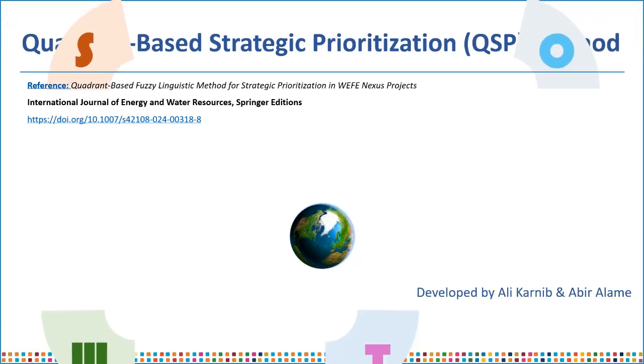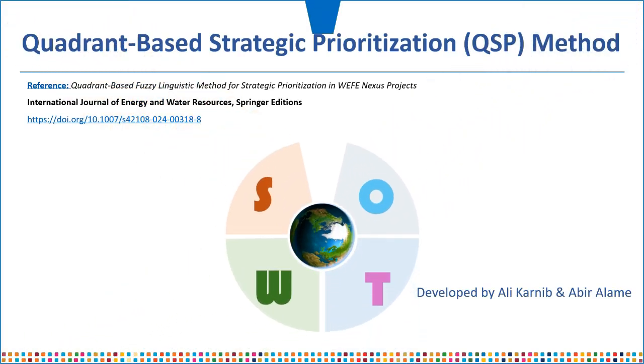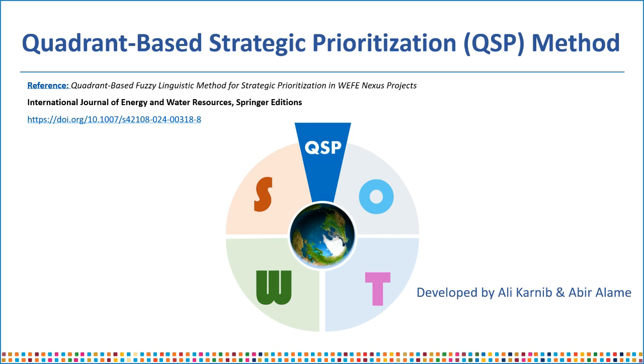Welcome to the presentation on the quadrant-based strategic prioritization (QSP) method. We will explore its methodology, application, and contributions to achieving sustainable development. The method is published in the International Journal of Energy and Water Resources, Springer editions.